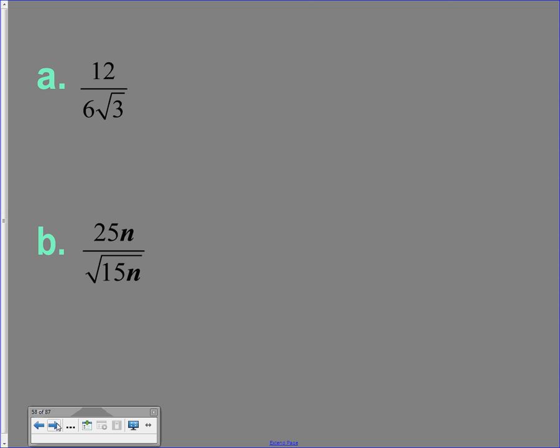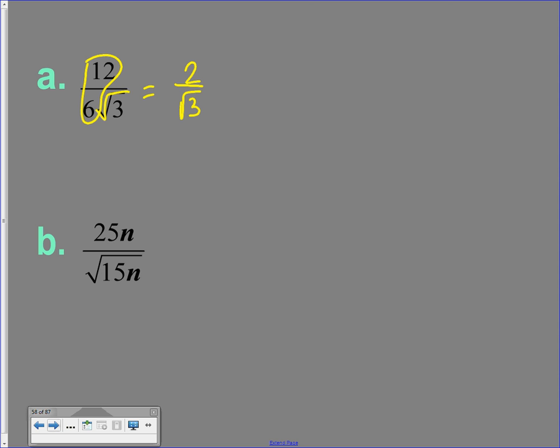Okay, so first example is 12 over 6 times the square root of 3. Before we even begin, treat the square root of 3 like a variable at this point, and realize that 12 over 6 will reduce, so that will give me 2 over the square root of 3. If you can reduce before you even get started, it's going to make your life a lot easier.